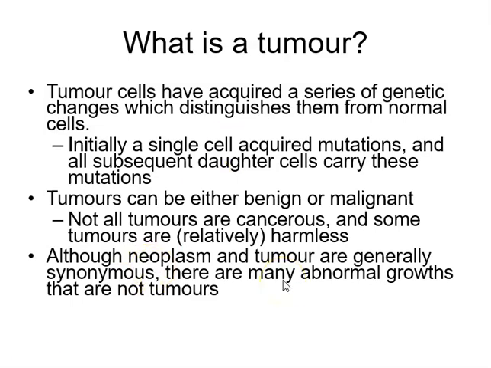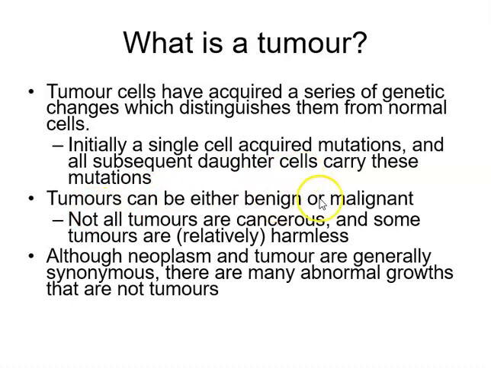So within a single tumour, initially one single cell acquired a particular mutation, and then subsequently another mutation and another mutation that resulted in that cell having uncontrolled proliferation and inability to undergo cell death when it should do. And then subsequent daughter cells all carry these same mutations.